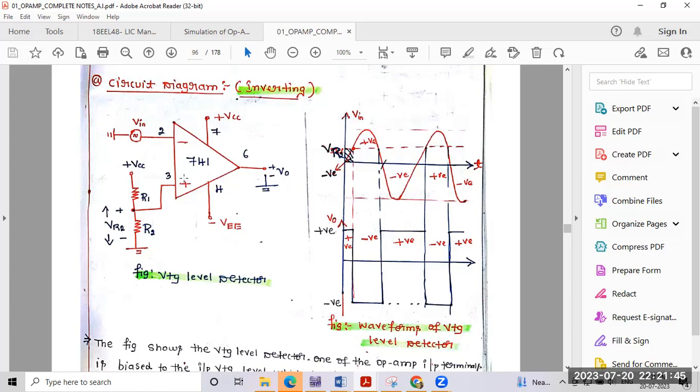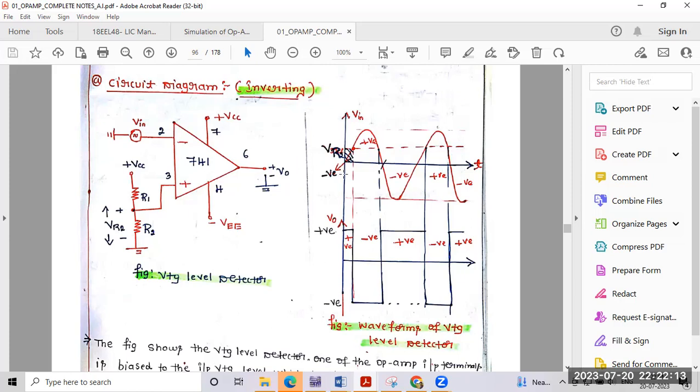The circuit is an inverting voltage comparator. Whenever I give a positive sine wave at the input, it will give output in the negative form, a 180-degree phase shift. We are going to observe that in the output waveform. Here we have an extra reference voltage; this VR2 is the reference voltage.